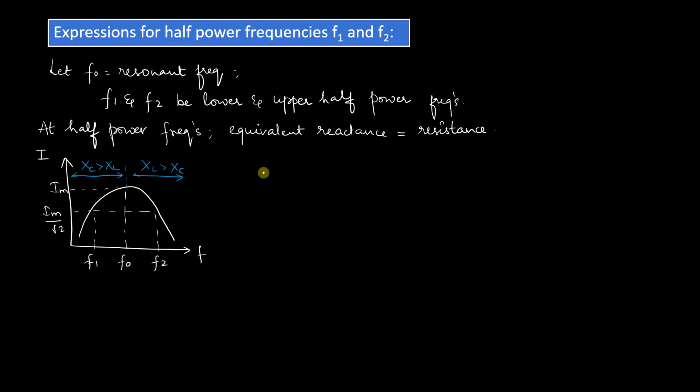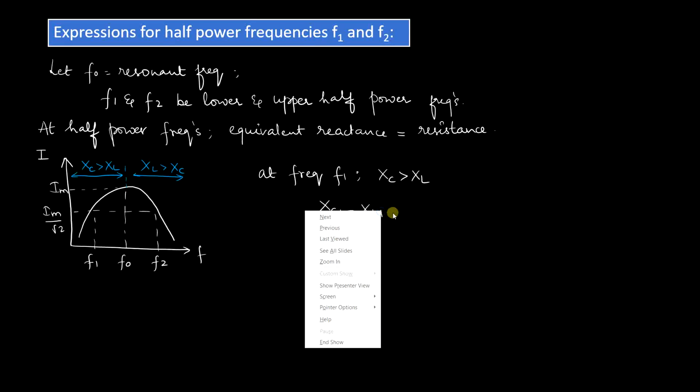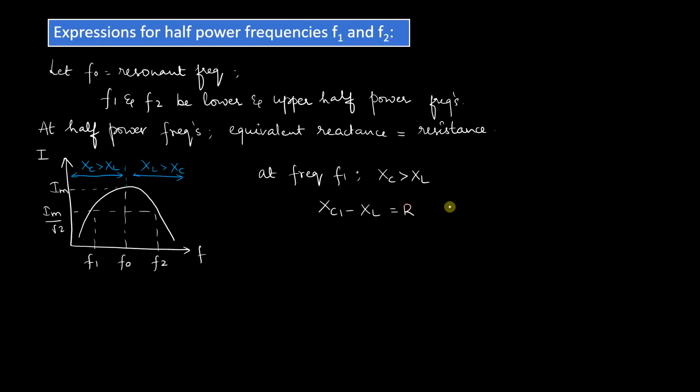So at frequency f1, since XC is greater than XL, I can write the reactance as XC1 minus XL1 to be equal to R. Let me name this as equation number 1. Because here in this region XC is greater than XL, I have written this as XC1 minus XL1 to be equal to R, because at half power frequencies we say that the reactance is equal to the resistance.